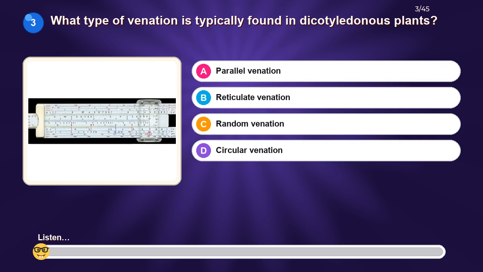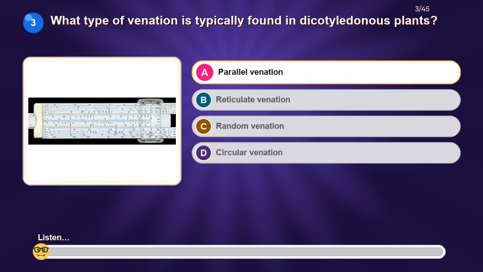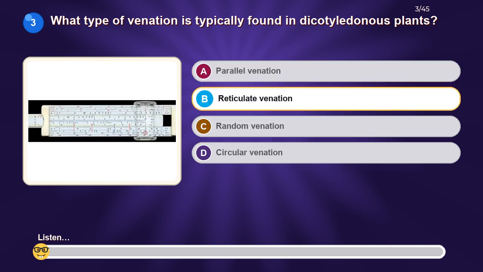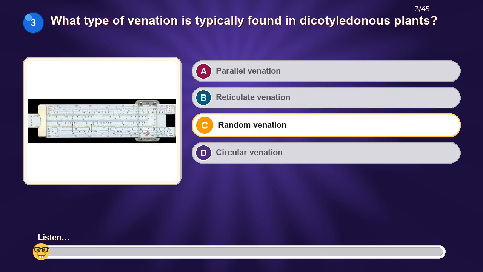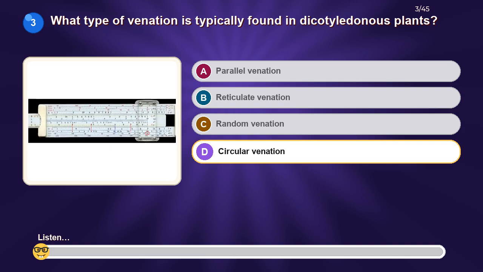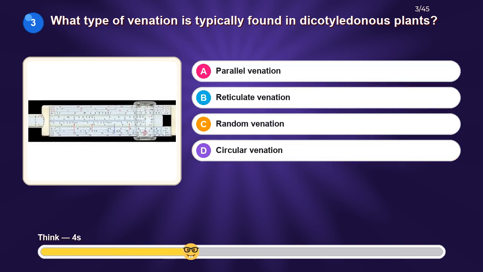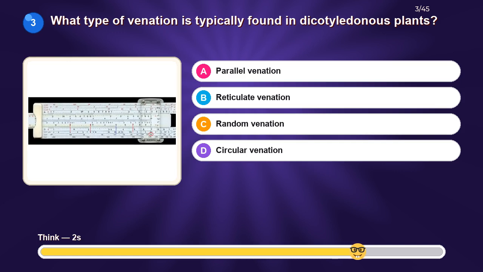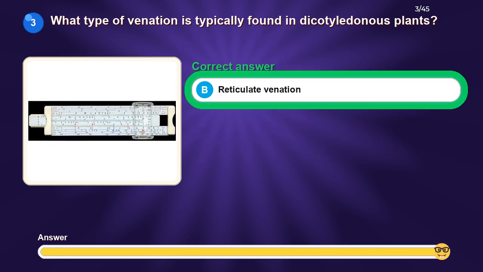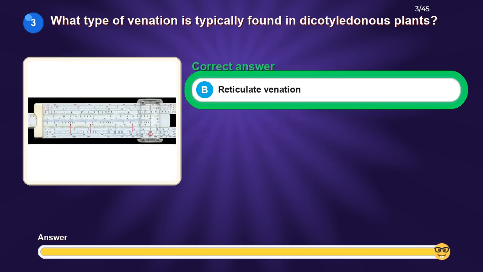What type of venation is typically found in dicotyledonous plants? Option A, parallel venation. Option B, reticulate venation. Option C, random venation. Option D, circular venation. The correct answer is reticulate venation.